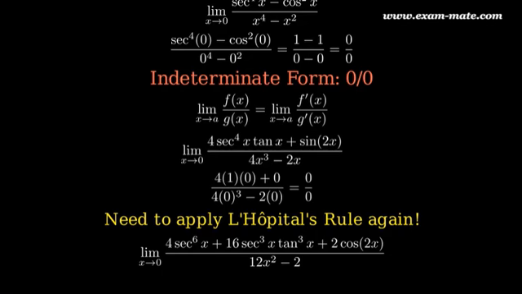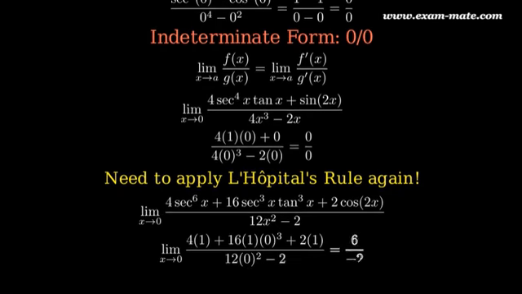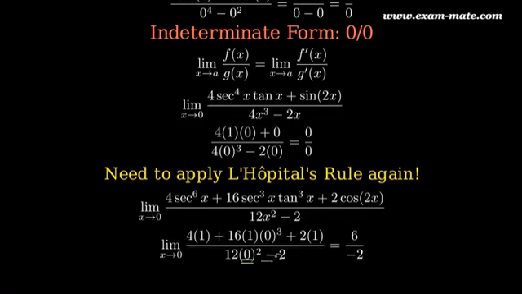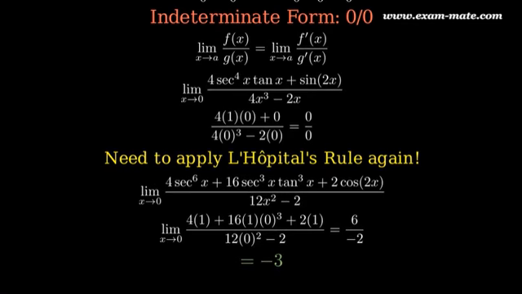Now, let's evaluate this limit as x approaches 0. When x is 0, secant of 0 is 1, tangent of 0 is 0, and cosine of 0 is 1. So our numerator becomes 4 plus 0 plus 2, which is 6. The denominator becomes negative 2. Therefore, our final answer is negative 3.